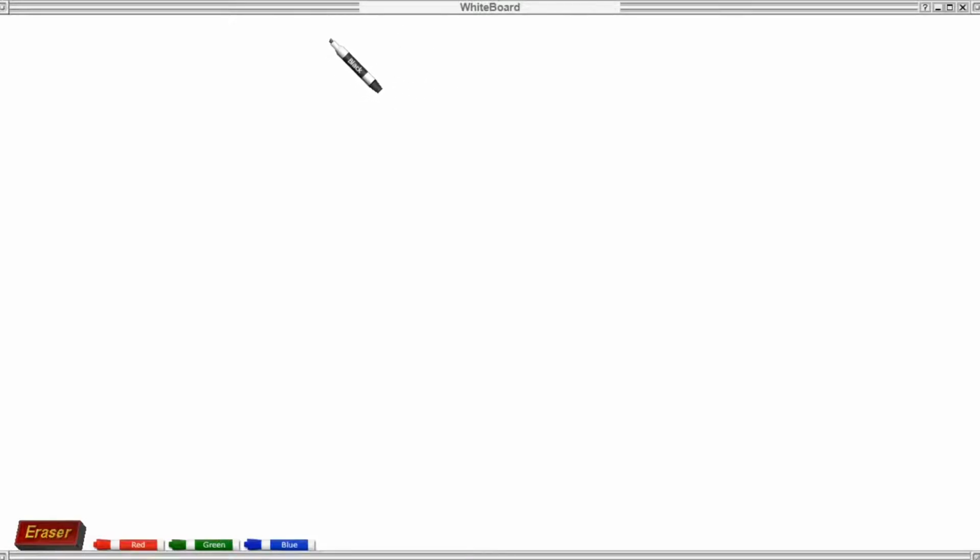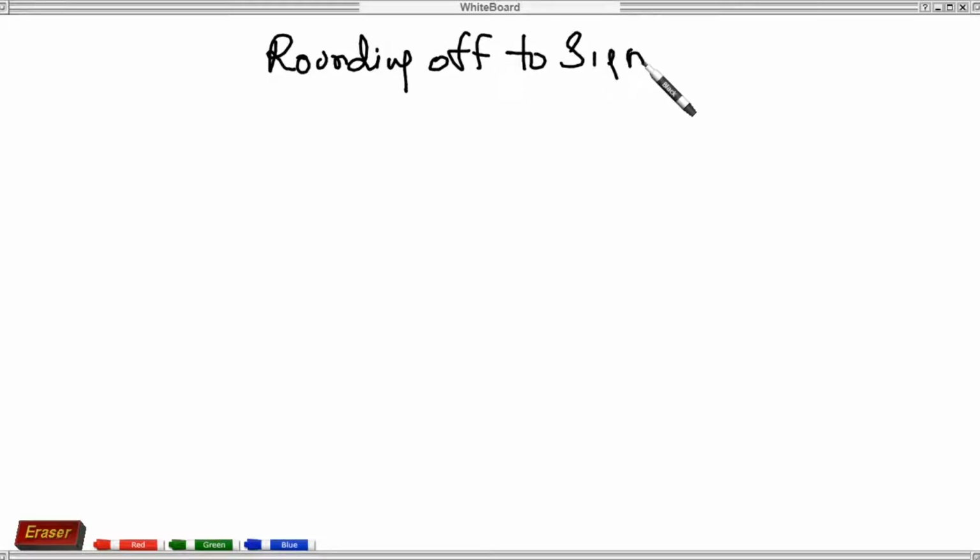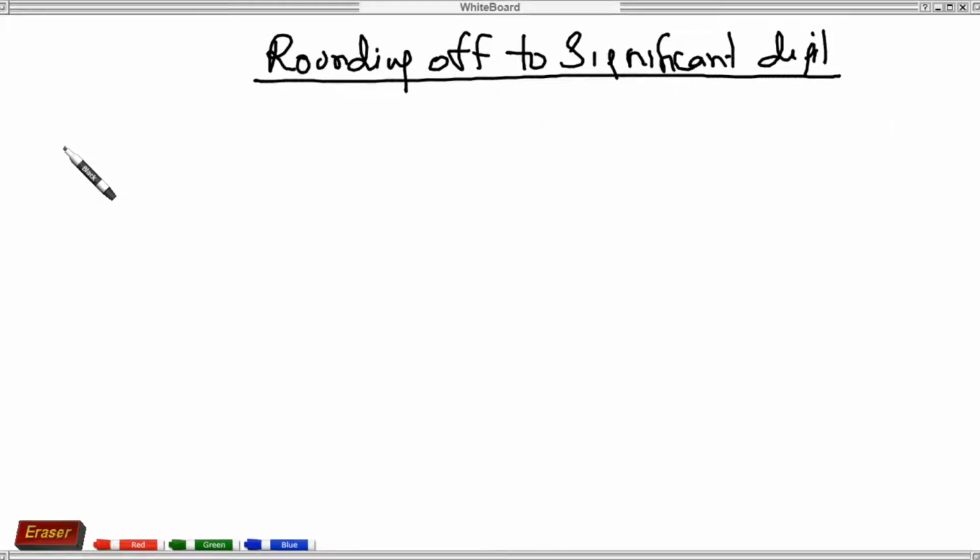So now I will be discussing rounding off to significant digit. Actually, there are various rules, but I'll be discussing this through examples. Let's look at the first example.